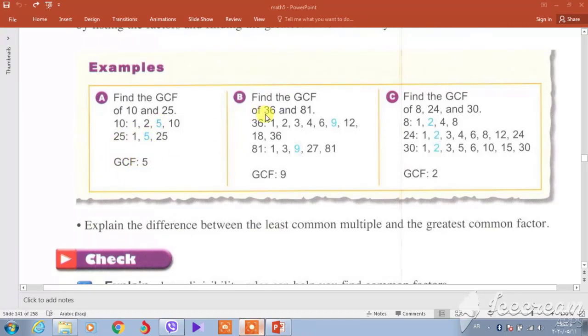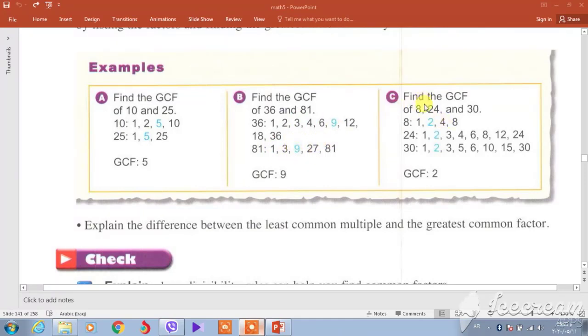In this example, we have 36 and 81. For 36 we have 1 times 36, 2 times 18 equal to 36, 3 times 12 equal to 36, 4 times 9 equal to 36, and 6 times 6 equal to 36. The common factors are 1, 3, and 9. Which one is greater? 9 is greater, so the GCF is 9, students.